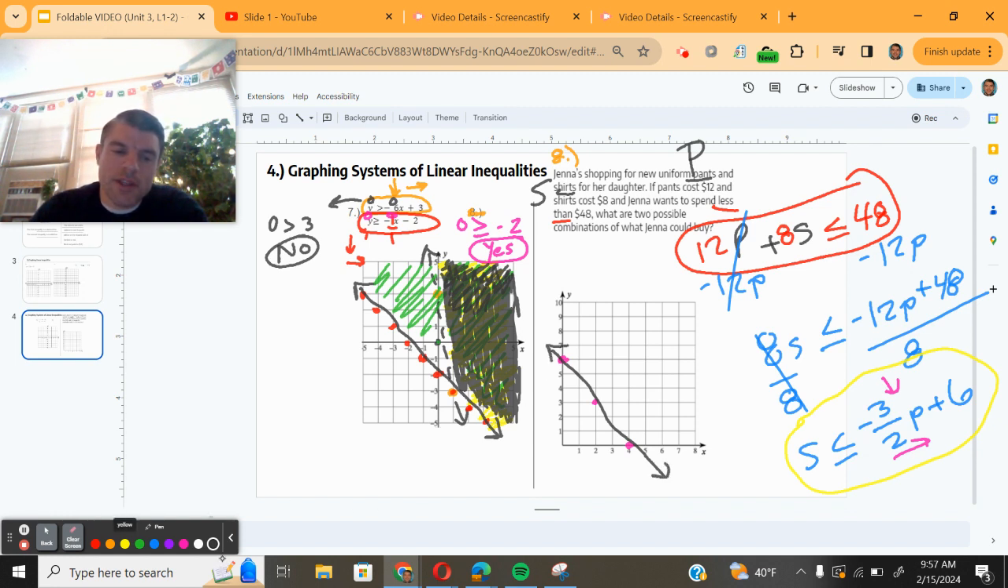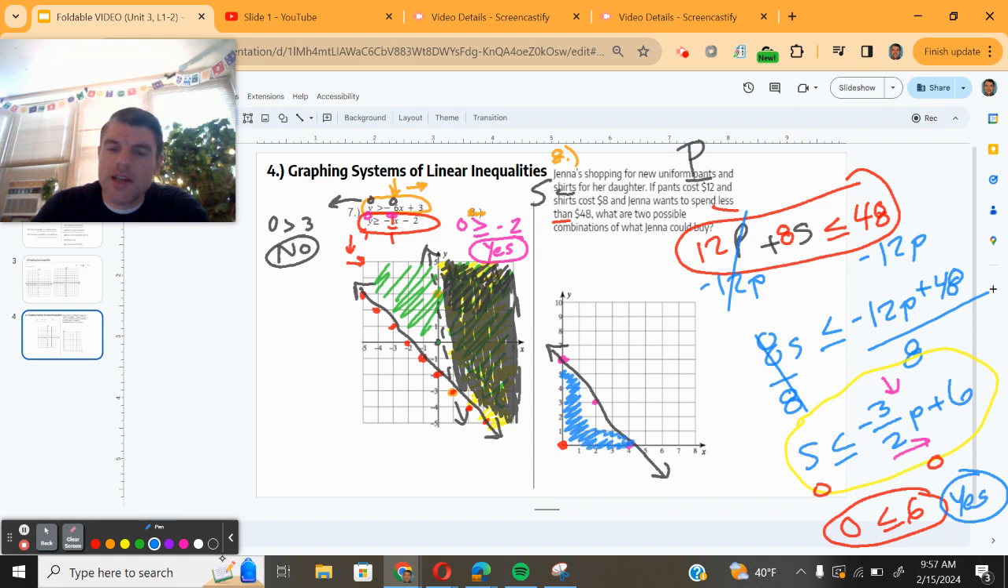Okay, I'm going to use a test solution. I'm going to use 0, 0, so that's going to be 0 is less than or equal to 6. So, is 0, 0 a solution? 0 is less than 6. So everything, including this point, gets shaded. So that means I'm shading to the left of my line.